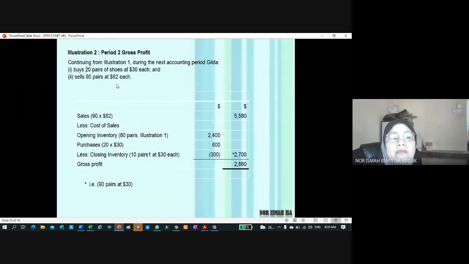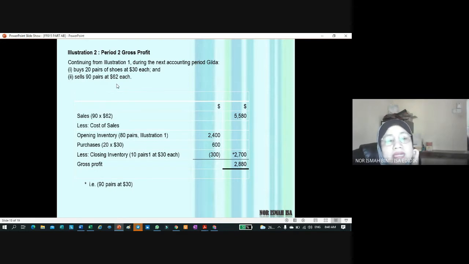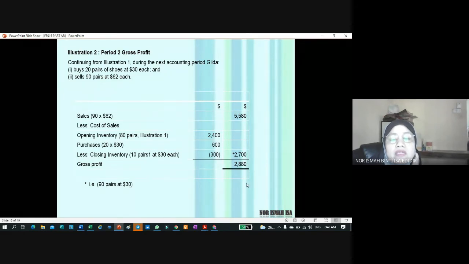And how many goods are left? The ones not sold, so that 80 you plus the 20 bought, so we have 100. So being sold is 90, so the remaining of the goods is 10. So 10 pairs you multiply 30, which is 300. So the cost of goods sold is 2,700 and the gross profit is 2,880.